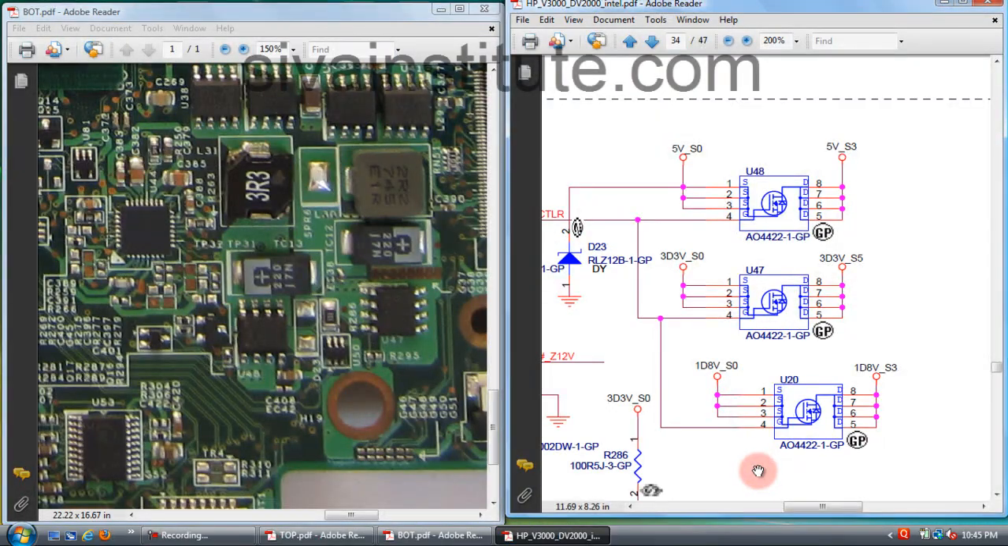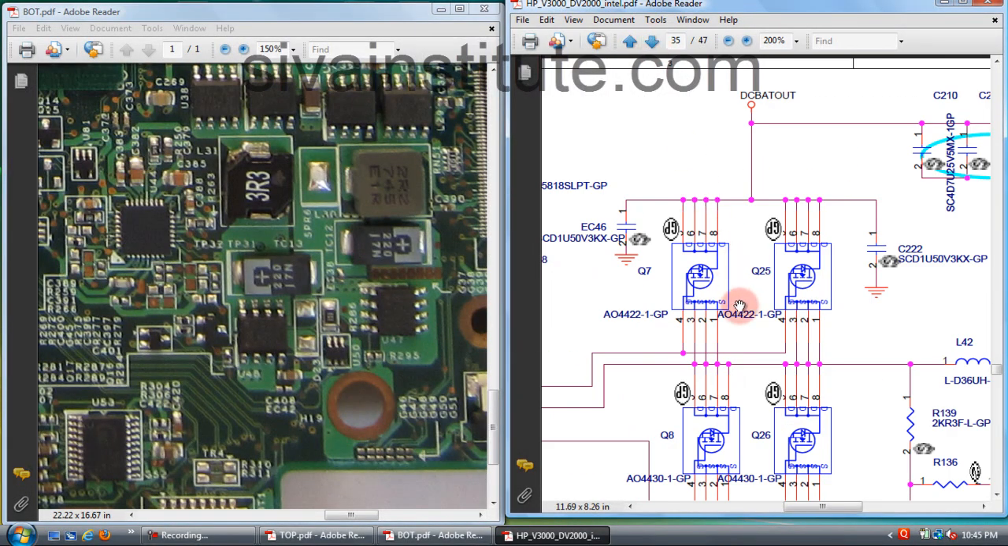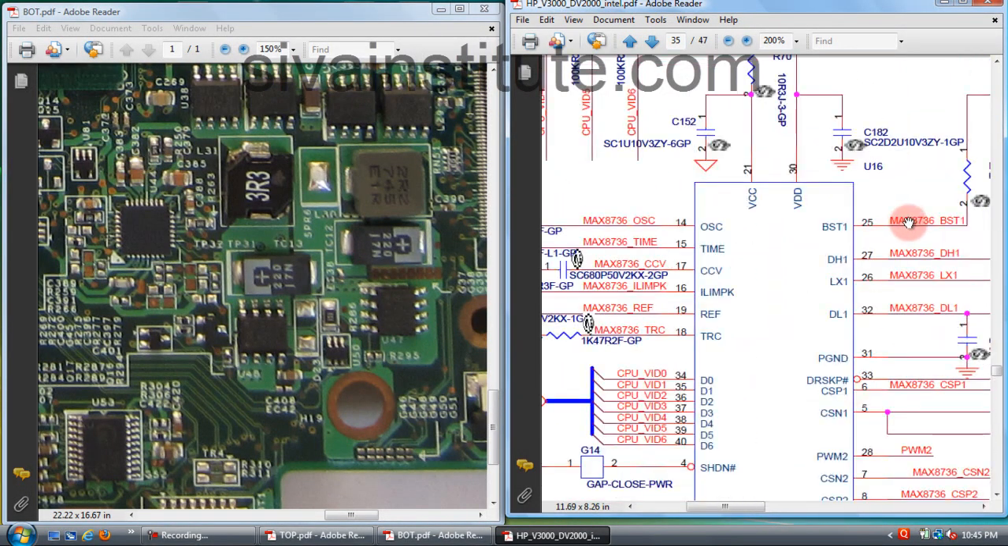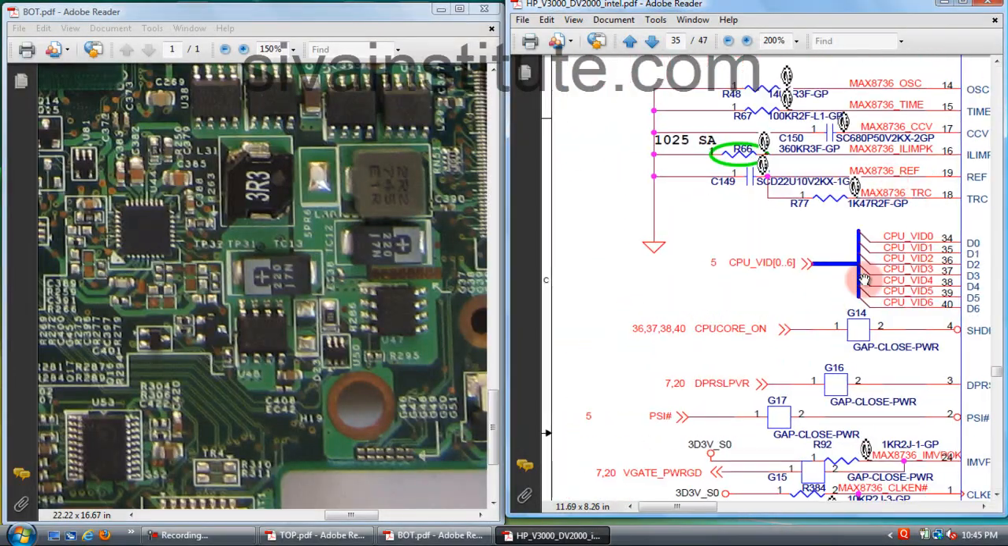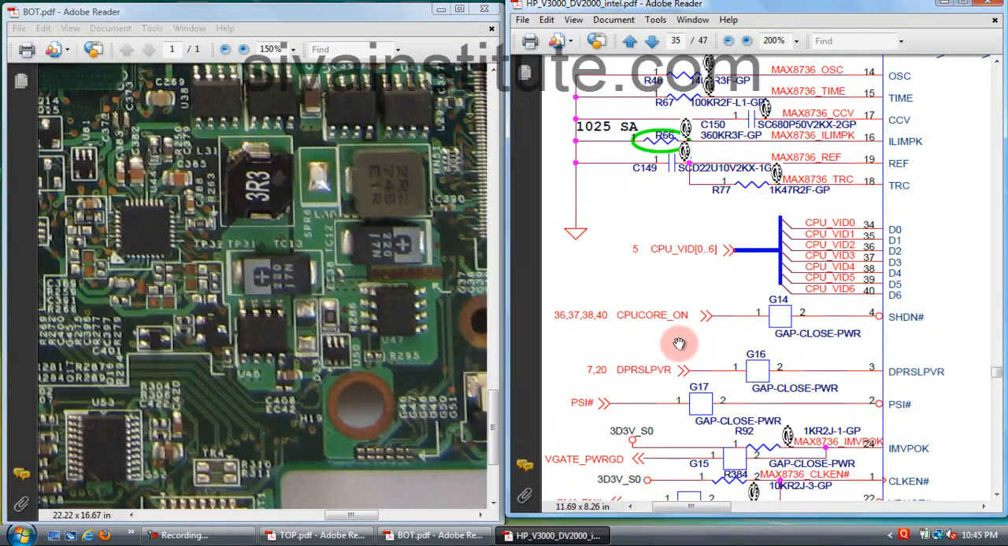These all power okay voltages go to the CPU regulator. This is the CPU regulator, page number 35. See here, CPU core on. When all supplies are okay, this CPU core on voltage comes to the shutdown pin of the CPU core voltage. After that, the CPU core will start functioning.